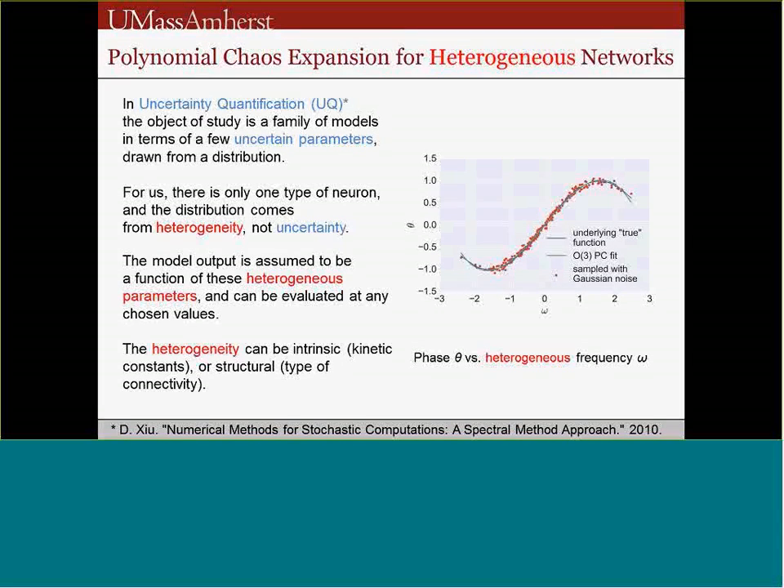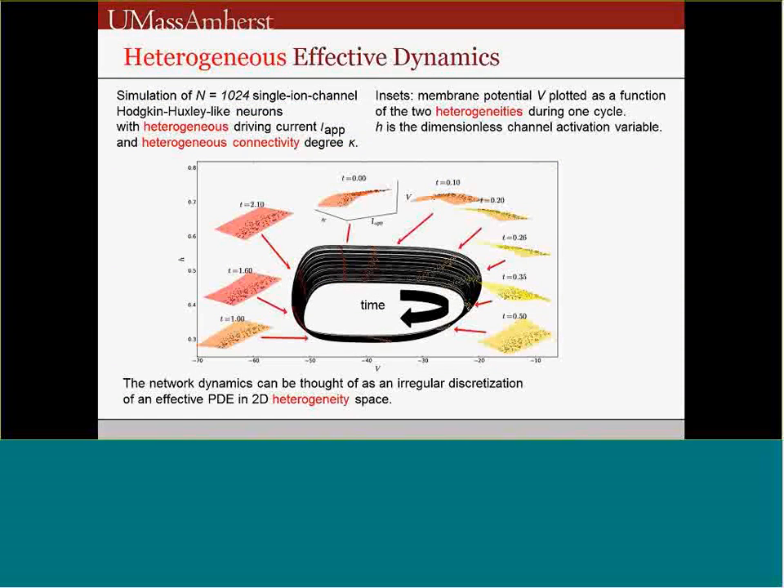The idea is we use this method of uncertainty quantification, but instead of assuming the parameters are uncertain, we assume they're heterogeneous. In other words, it's not that we don't know them, it's just they're not the same for every cell type. Then you can use this to develop methods to do projection of the dynamics onto a lower-order space, which is shown in this picture.